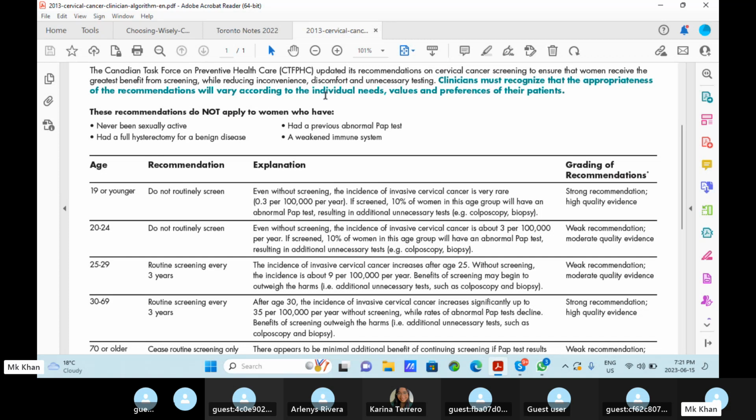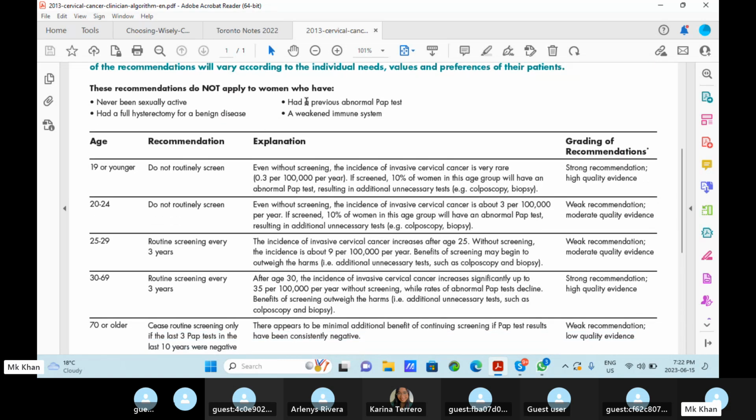Same here, for women with a weakened immune system, they can give a patient who is using maybe cytotoxic drugs, so she has a weakened immune system, and all this screening doesn't apply to her. Or if she has had a full hysterectomy for a benign disease or a previous abnormal pap test, then these recommendations do not apply.